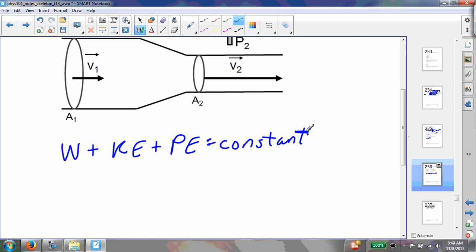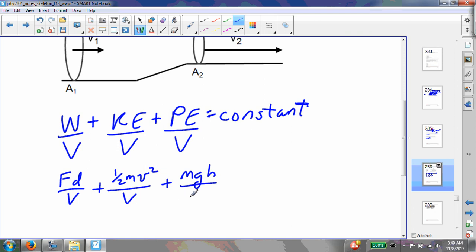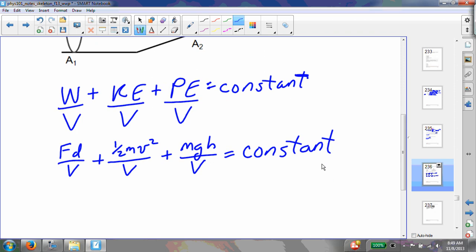And then we can say that all this divided by the volume, that is the work per unit volume, the potential energy and the kinetic energy per unit volume, that also has to remain constant. And then if I put in my expressions for work, F times D over my volume plus 1/2 mv squared over my volume plus mgh divided by volume, this has to remain constant. It cannot change based on the law of conservation of energy.